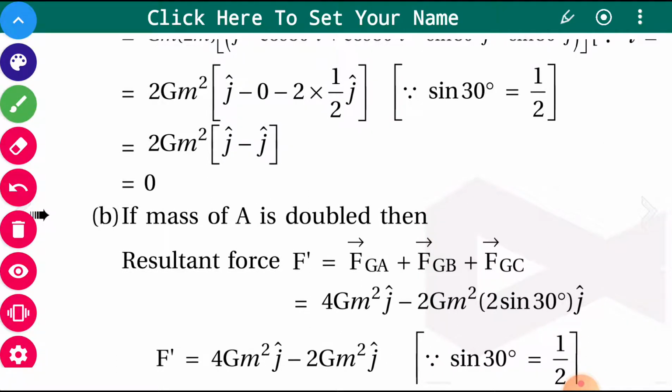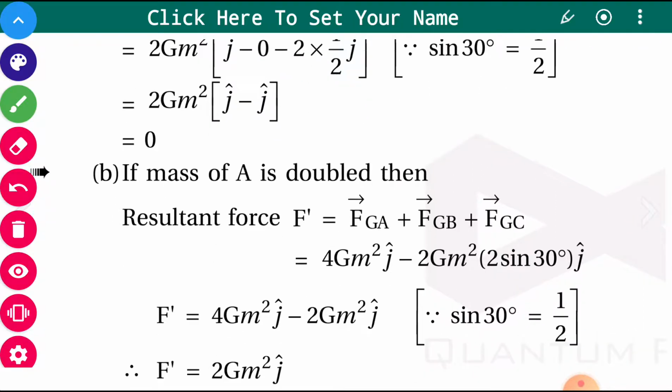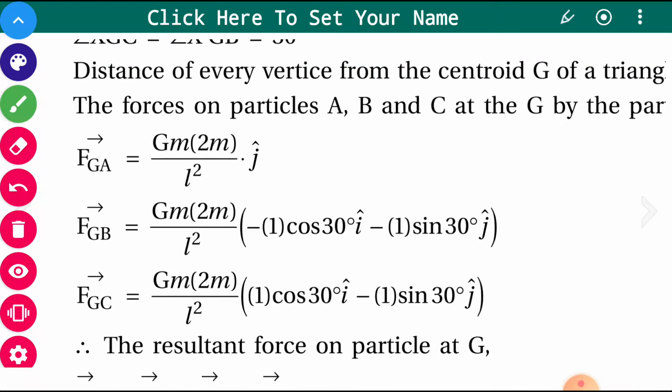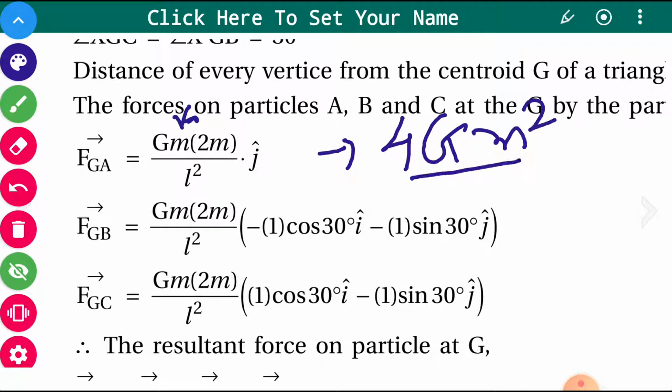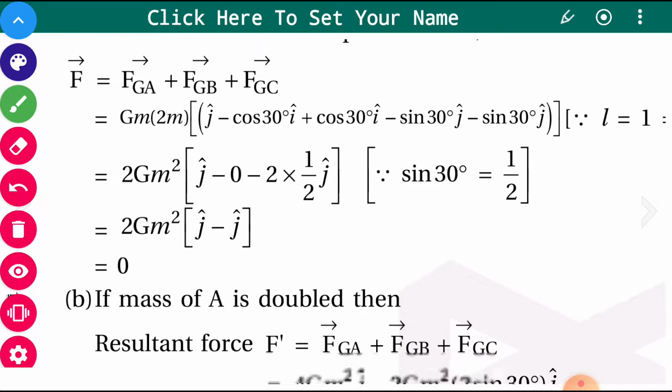Now if the mass of A is doubled, then wherever there is vertex A, there will be 2m. So in the first equation which we have here, instead of m, this will be 2m, that's all. So this becomes 4 gm square upon L square. L is equal to 1 you can take, and you just have to simplify.